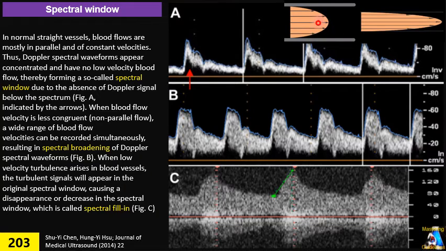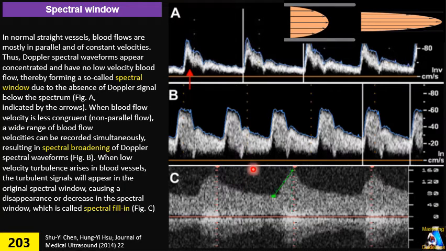and this layer of the blood flow with different velocity increased, and they become closer to each other. So when we put the sample volume at the center of the narrowing or stenosis, the thickness of the spectral Doppler curve becomes thicker, as you can see here. To this pattern we call spectral broadening or widening, and the spectral window becomes smaller and smaller.